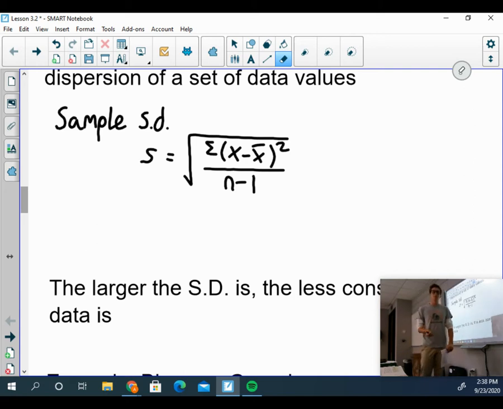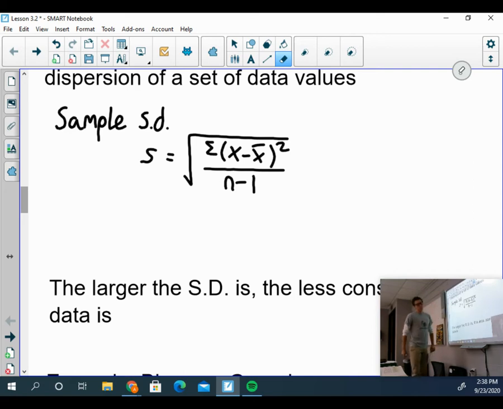Like mean, there's a difference between the formula for sample standard deviation and population standard deviation, just like there was sample mean and population mean. The calculations are very similar, but the formulas are going to look a little different. We are going to start by learning about sample standard deviation.